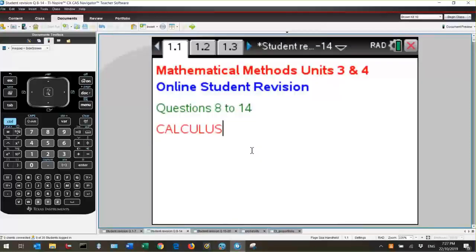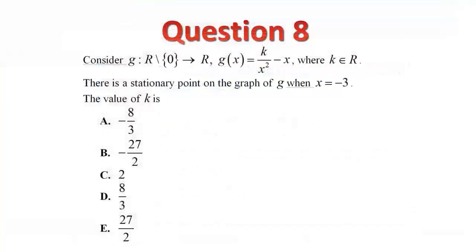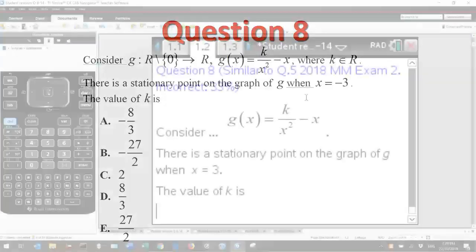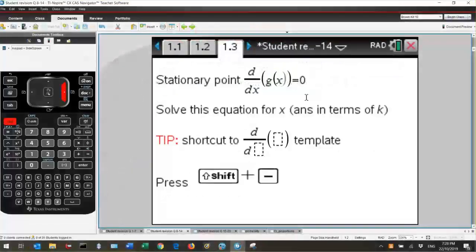All right, so in this case, I've got this function g of x is k over x squared minus x. There is a stationary point on the graph of g when x equals 3, find the value of k. So a stationary point at x equals 3. Now, if I have a stationary point, then I need the derivative of g of x to equal 0.